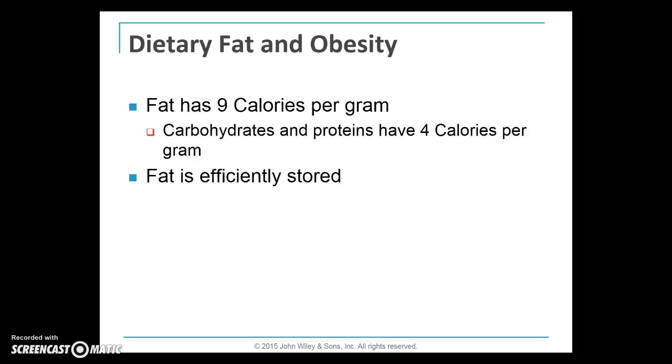What about dietary fats and obesity? Well, we know that fat has 9 calories per gram. Carbohydrates and proteins have 4 calories per gram, and fat is very efficiently stored. So excess dietary fat consumption does contribute to weight gain and obesity, and we know that it has more calories per gram than carbs and protein.